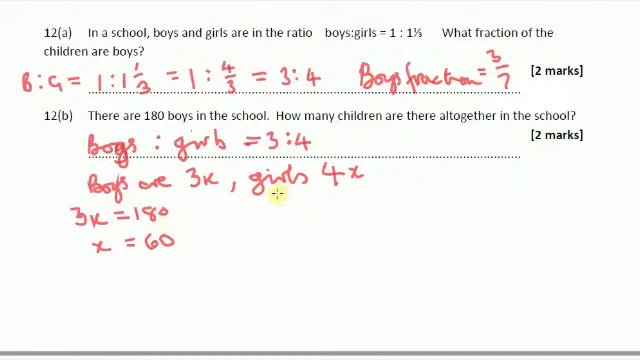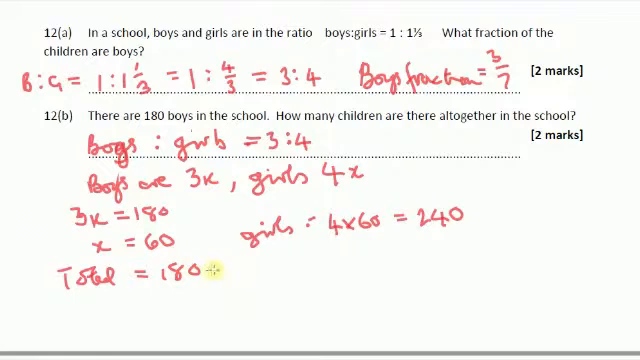So we can work out the girls now. Girls will be 4 times x, and 4 times 60 is 240. So we've got 240 girls and 180 boys. Add those together to get the total. And we get 420 for the number of boys and girls altogether.